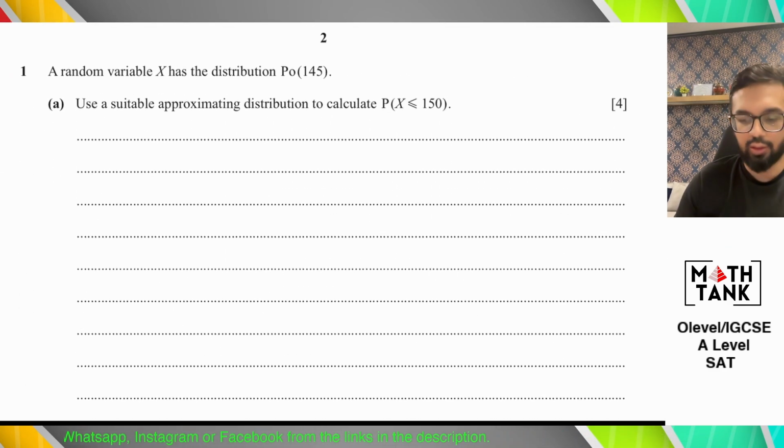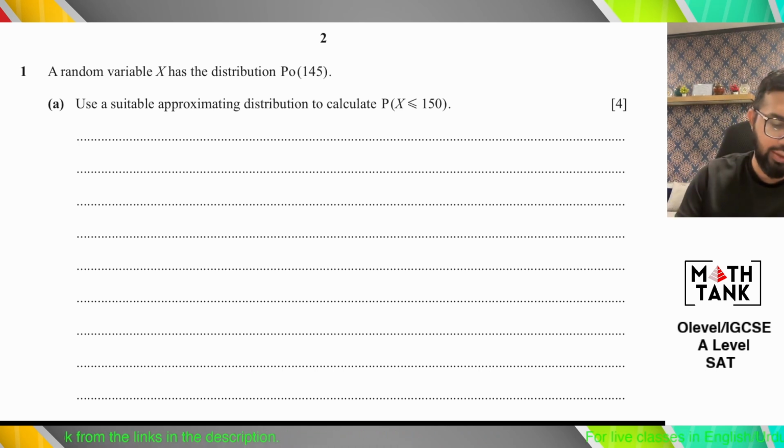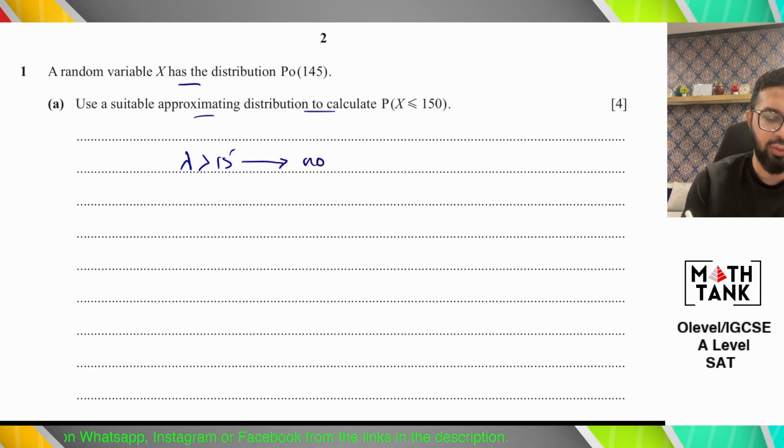The first question is this. Let me just grab my calculator. I have the marking scheme open in front of me. It says a random variable X has a Poisson distribution. Use a suitable approximating distribution to calculate the probability of X less than or equal to 150. Since lambda is greater than 15, I'm going to use a normal approximation.